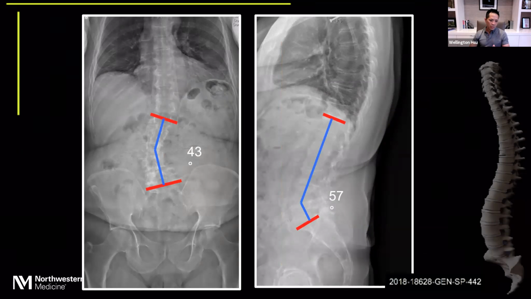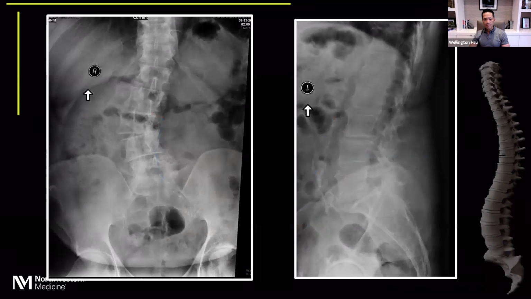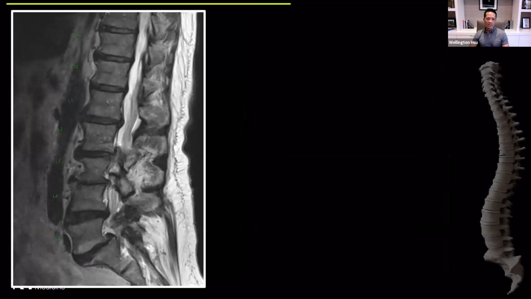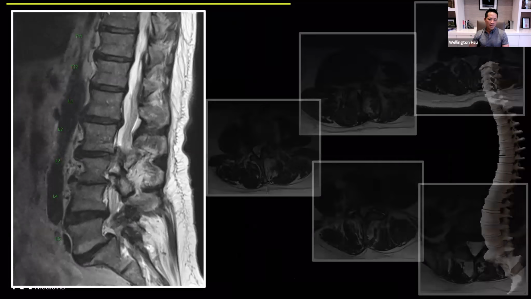It's not the worst curve in the world, but about 43 degrees on a Cobb angle, and lordosis is 57. You can see otherwise relatively well-balanced pelvic incidence, pelvic tilt 13 degrees, sacral slope 39. So we're not talking about a huge mismatch here, and there's not a need for an osteotomy or anything like that, in my opinion, when you've got parameters here that are relatively well balanced. Not a huge sagittal balance issue.